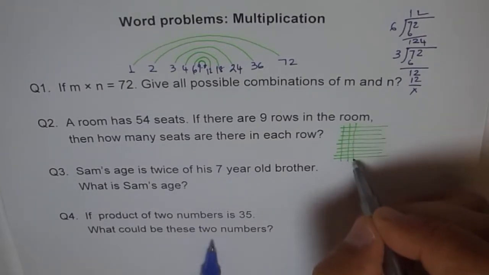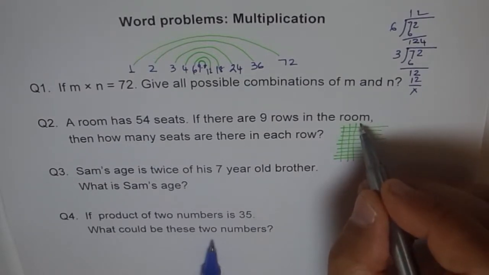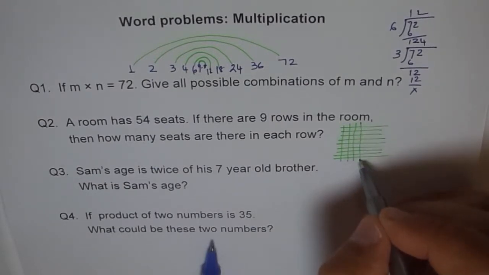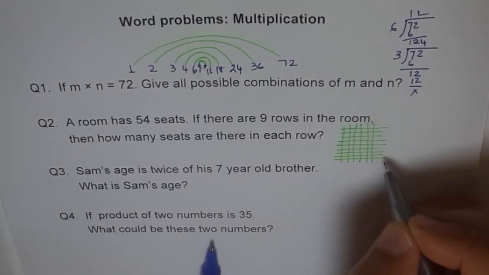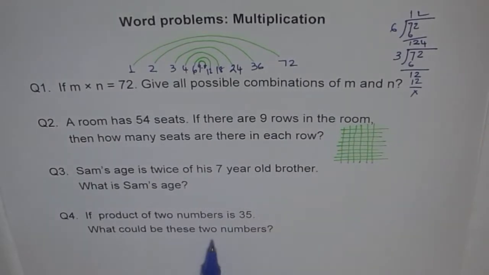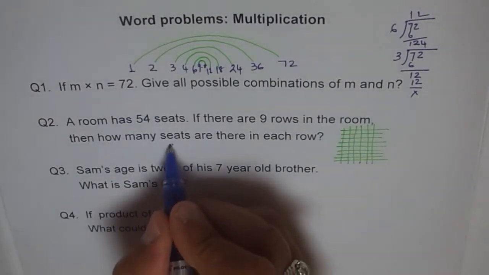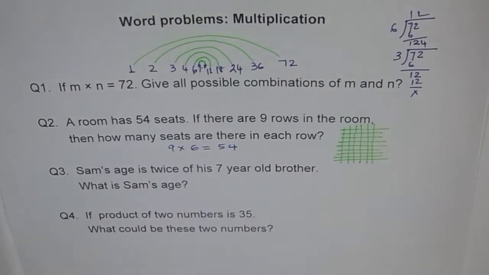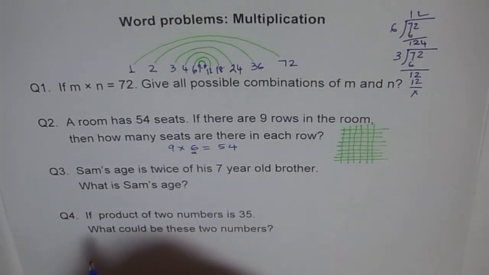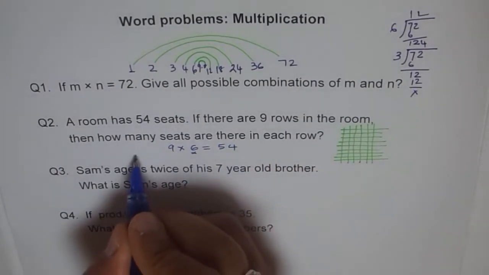And another row, 9 more, 9 times 3, 27, okay? We want 54. Fourth row, 36, 9 times 4, 9 times 5, 45, and 9 times 6, 54. So rows and columns, we get 9 times 6 is 54. So how many seats are there in each row? 6 seats.